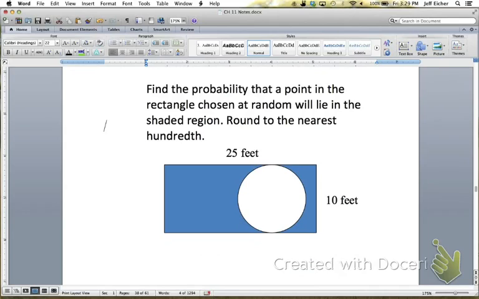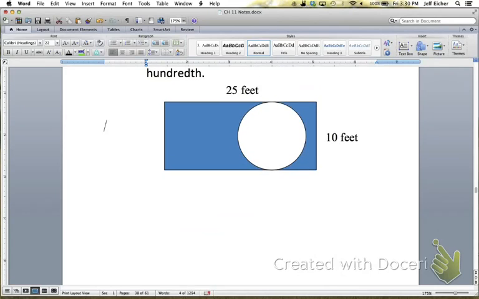So an example of geometric probability: find the probability of a point in the rectangle. You can read this yourself. Basic idea, we want to find the area of the shaded region divided by the area of the total region. In this case, the total region is the biggest shape you have, which is a rectangle. So we need to find the area of the rectangle, subtract the circle from that area, and then divide by the total area.